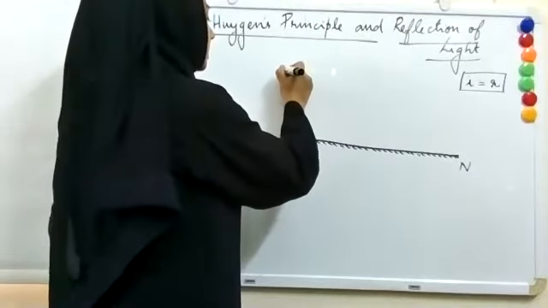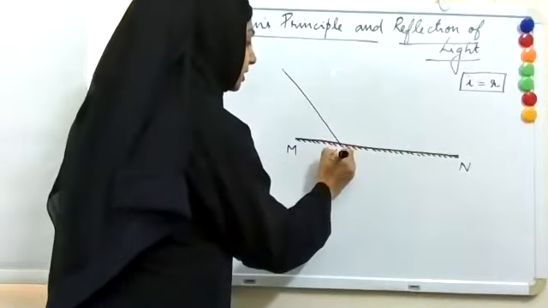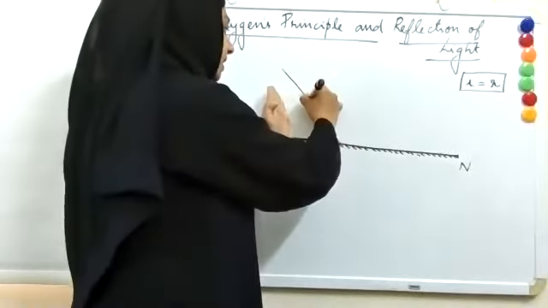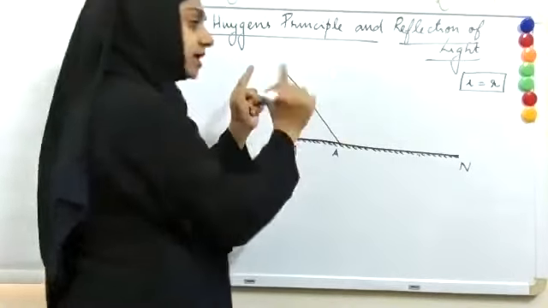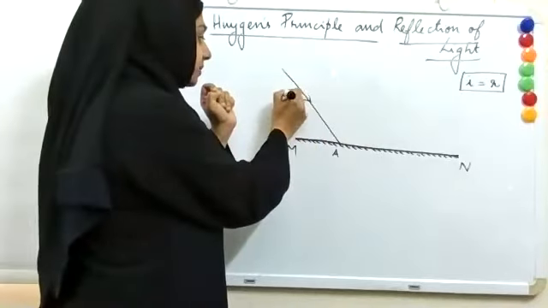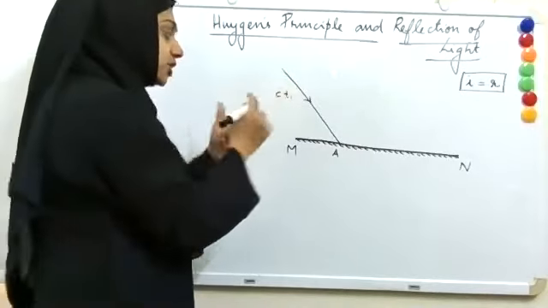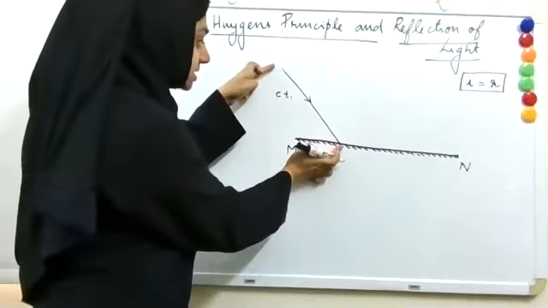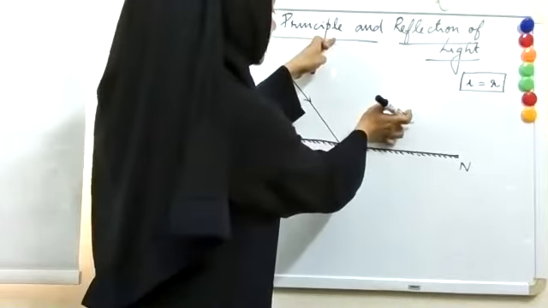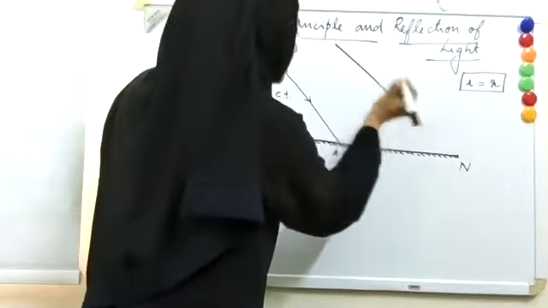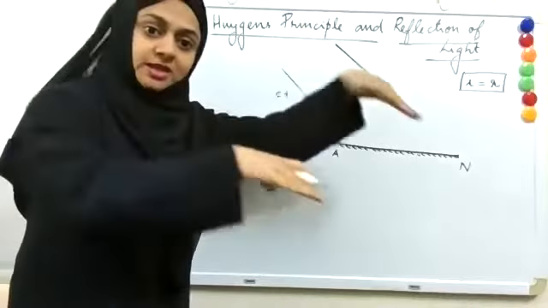So let one ray of light come and be incident at a point A. Suppose the light comes from here and reaches here in time t1. In time t1, it has traveled this much distance. Let c be the velocity of light, so this distance will be ct1. In the same time, the parallel ray must have traveled only till here. So these are two parallel rays coming.